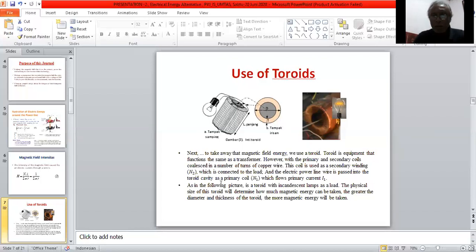The physical size of this toroid will determine how much magnetic energy can be taken. The greater the diameter and thickness of the toroid, the more magnetic energy will be taken.